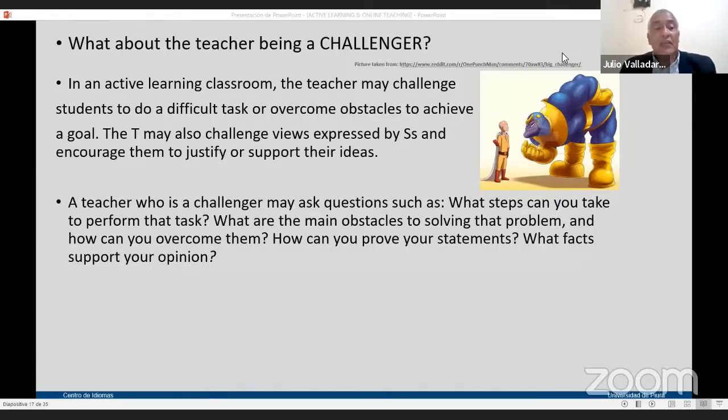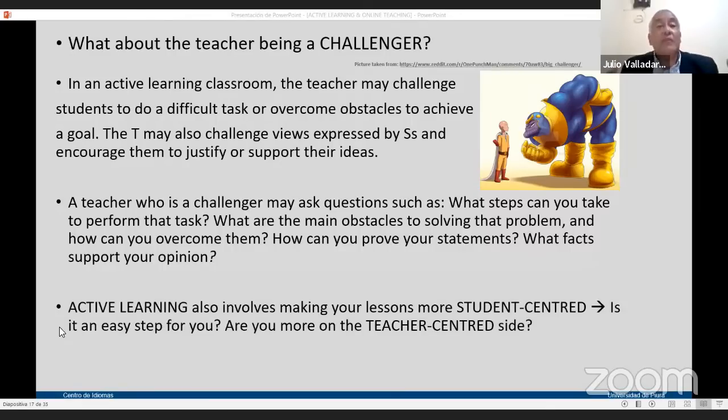A teacher who is a challenger may ask questions such as, what steps can you take to perform that task? Maybe you're working on a project. What are the main obstacles to solving that problem? How can you overcome them? How can you prove your statement? What facts support your opinion? So promote thinking, promote some reflection.